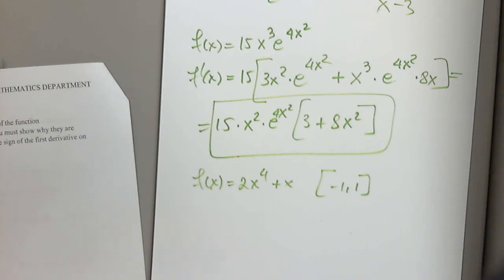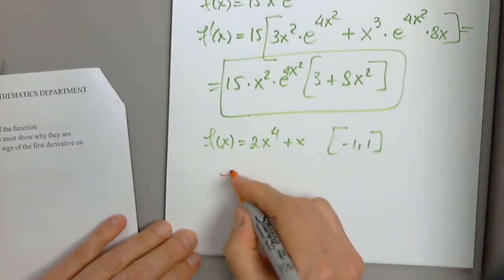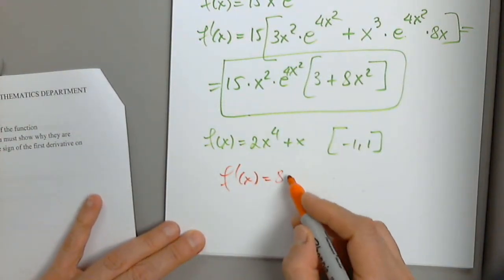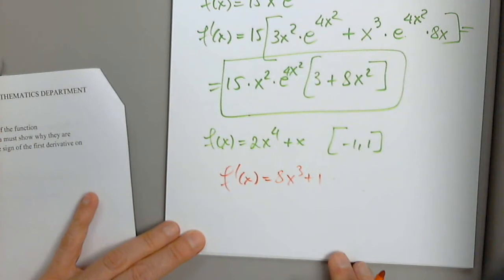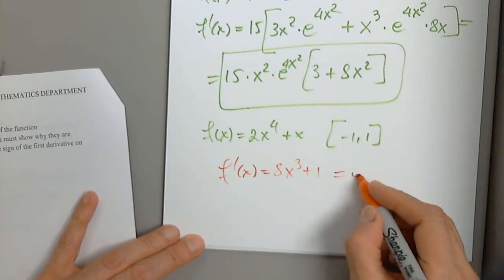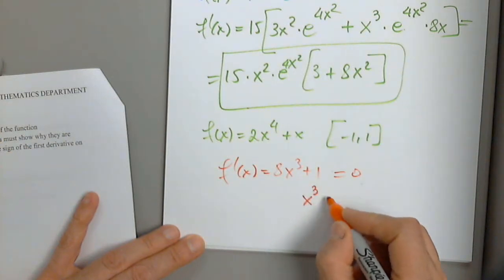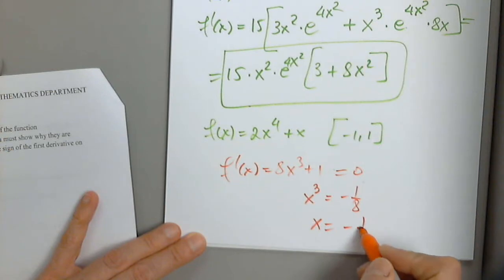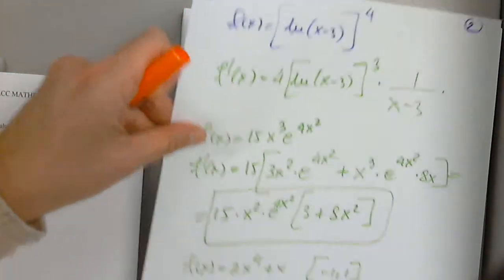Ready for the first derivative, which is 8x cubed plus 1. Very good. And so we set that equal to 0. Very good. And we get x cubed equals negative 1 over 8, and x equals negative 1 over 2. Excellent. That's all I needed.